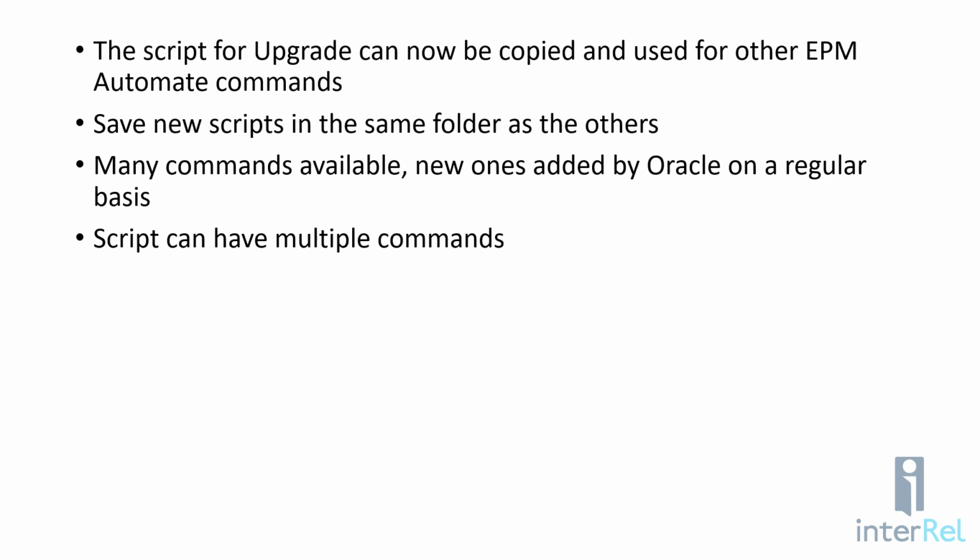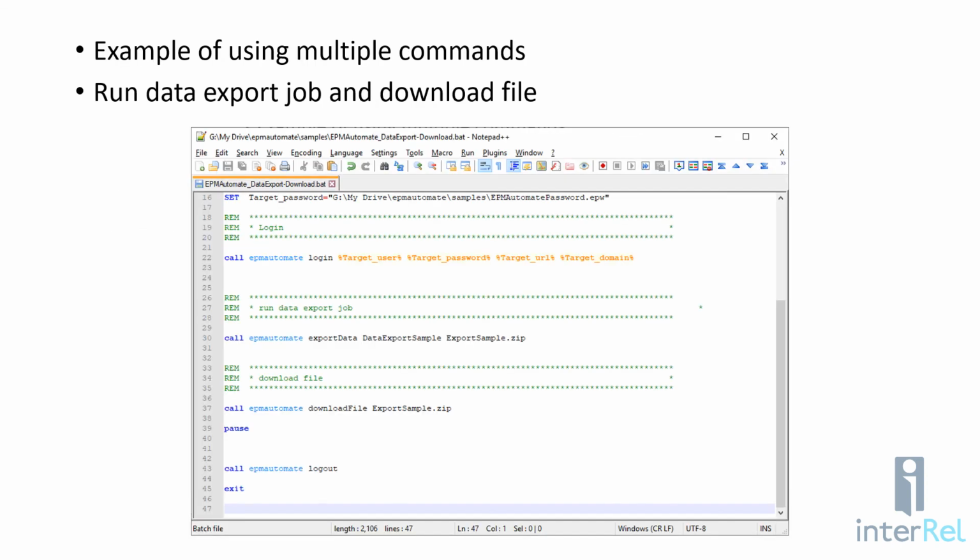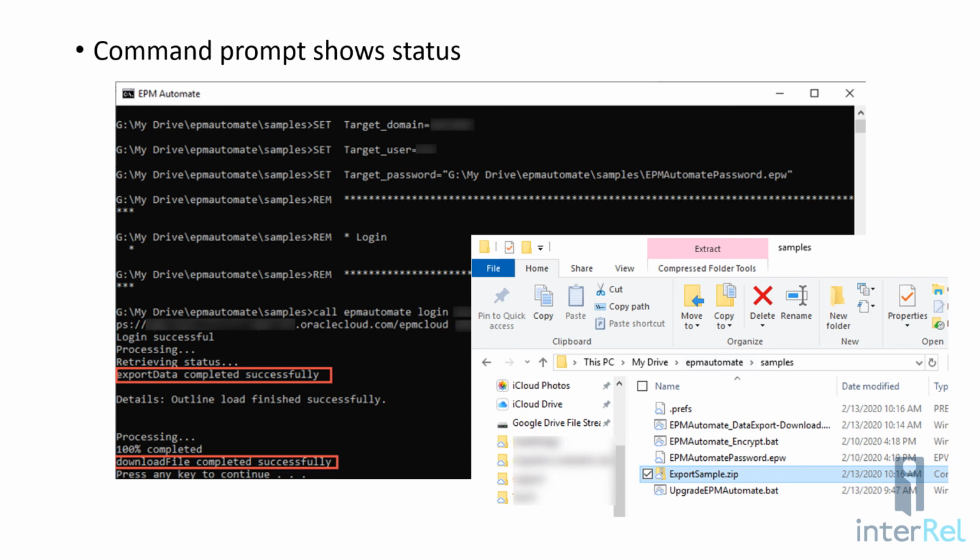Now we can use the upgrade script as a starting point for creating other scripts with different commands. A script can have multiple commands. For example, we can create a script to run a data export job in planning and download the file. The export job needs to have been previously created in planning. We can see that the export job ran successfully and the file downloaded. The file will download to a location where the script was launched. Other batch script coding can move the file elsewhere, but we're not going to get into that type of coding in this session.